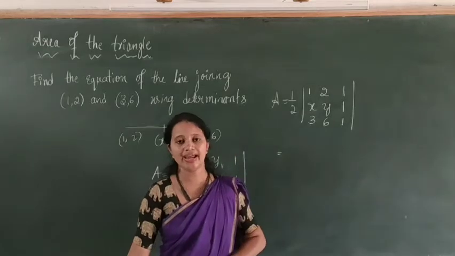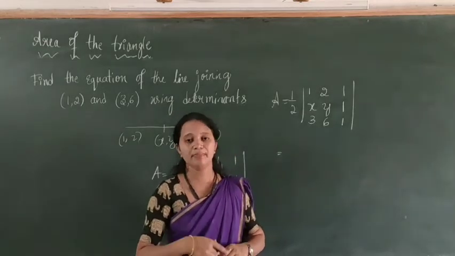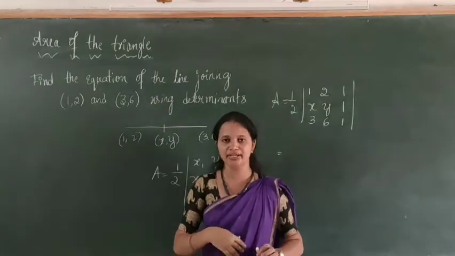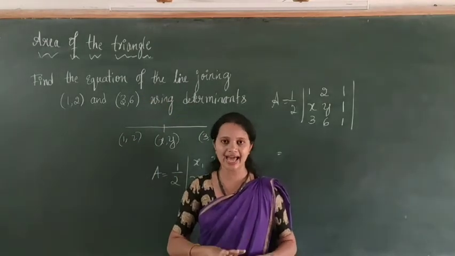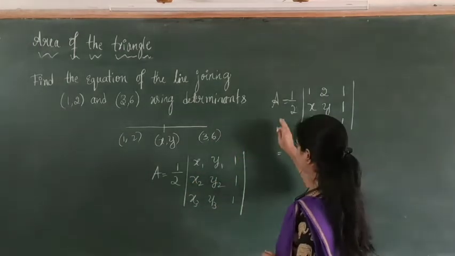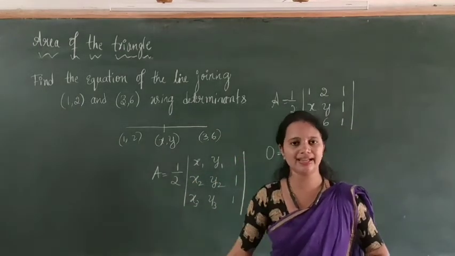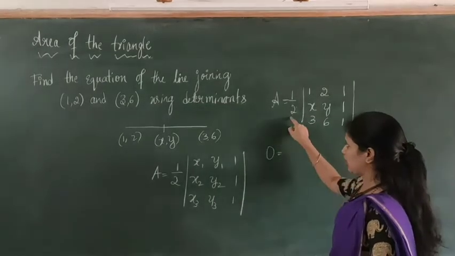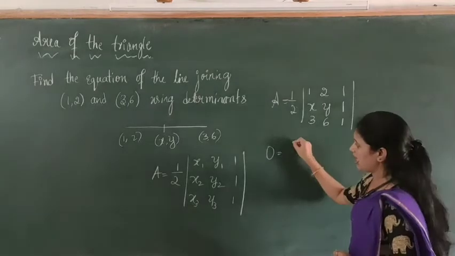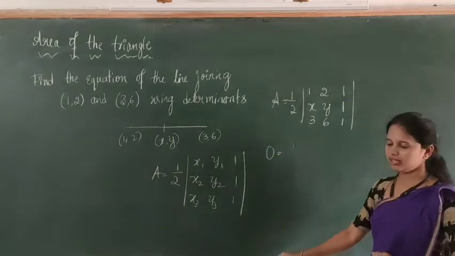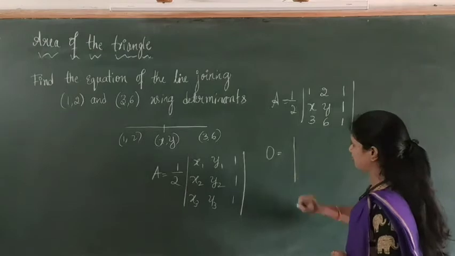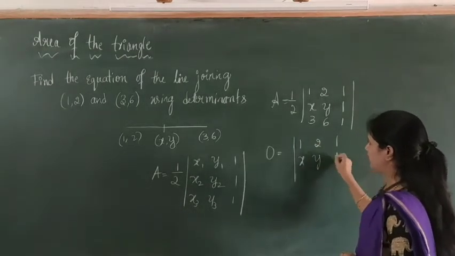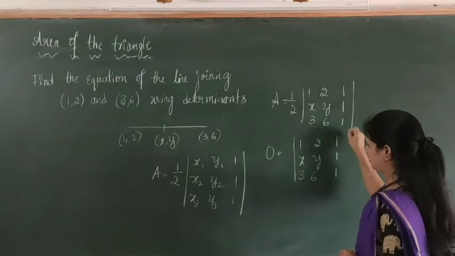Again, we have to expand the determinant. Before that, in finding the equation of a line joining 2 points, we take the area as 0. We take the area of the triangle as equal to 0. So that here by cross multiplying, 2, half get cancelled. 2 into 0, 0. So the remaining determinant is 1, 2, 1, x, y, 1, 3, 6, 1.